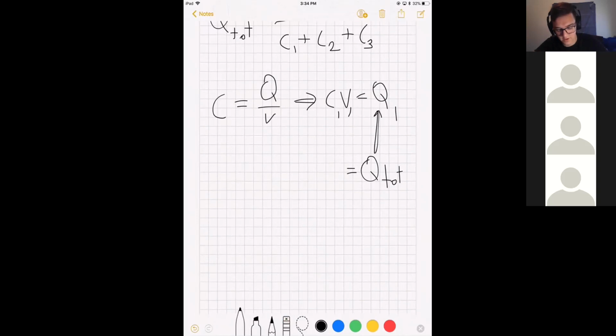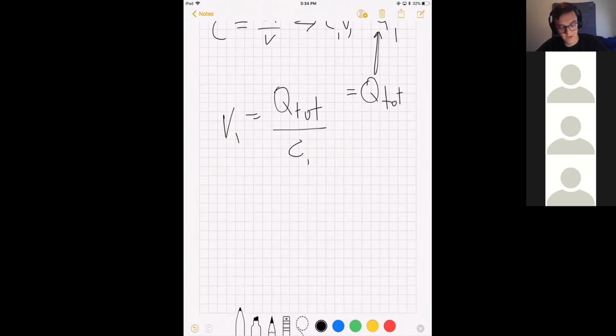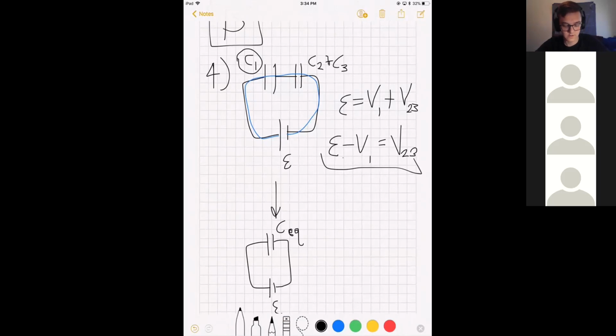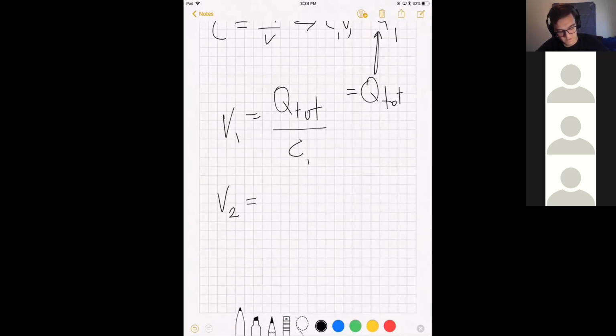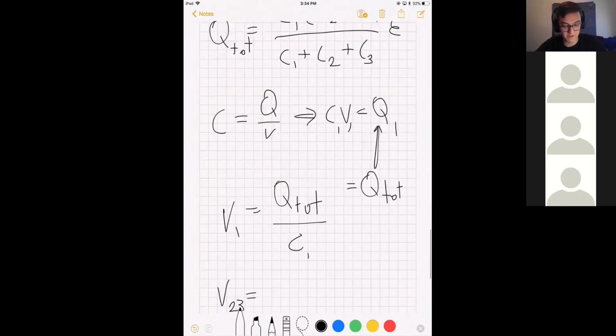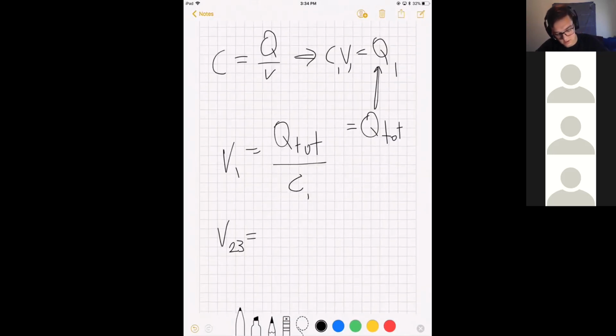But the deal is, that's equal to Q total. So we want to figure out V1, then V1 is equal to Q total divided by C1. And this is a number that we have. So now V23, from our equation right here, is equal to EMF minus Q total, which we solved for, divided by C1. So that's going to be C2 plus C3 divided by C1 plus C2 plus C3.